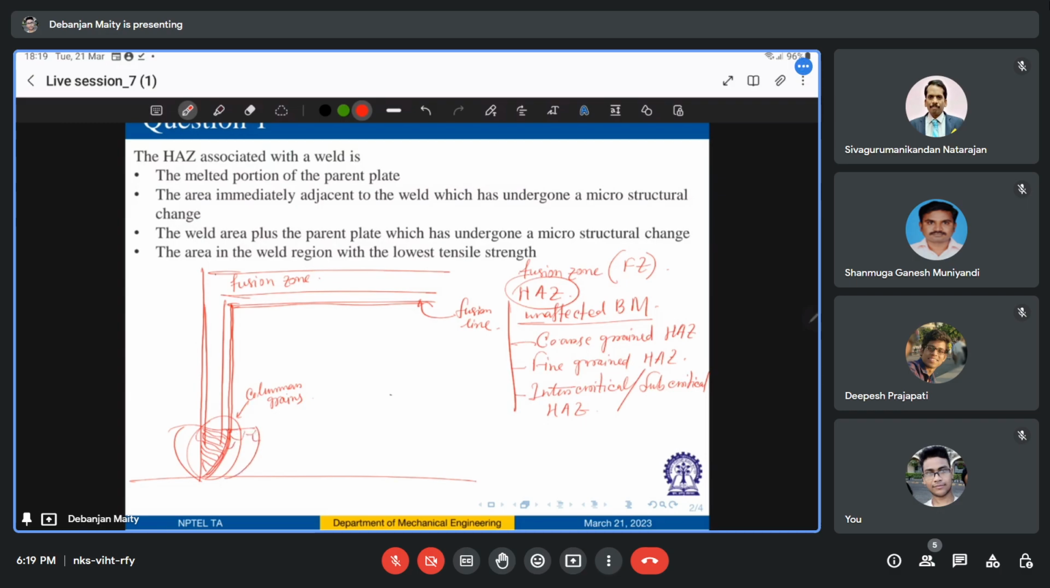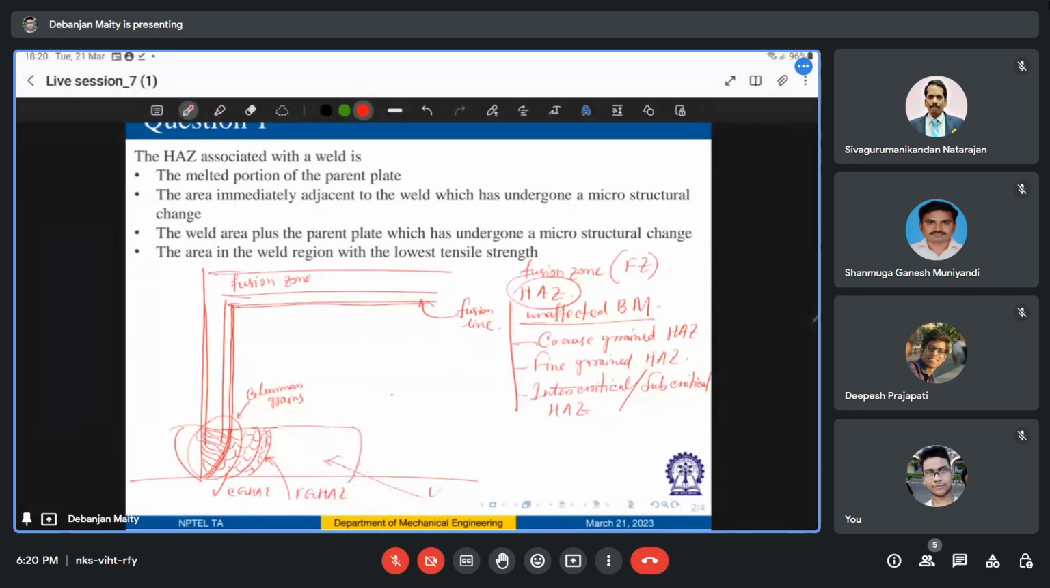So because of some temperature gradient, a little bit of grain growth also will happen, and this is your coarse grain heat affected zone. And then beside that you will have fine grain, correct? And then finally you will have some unaffected base metal.